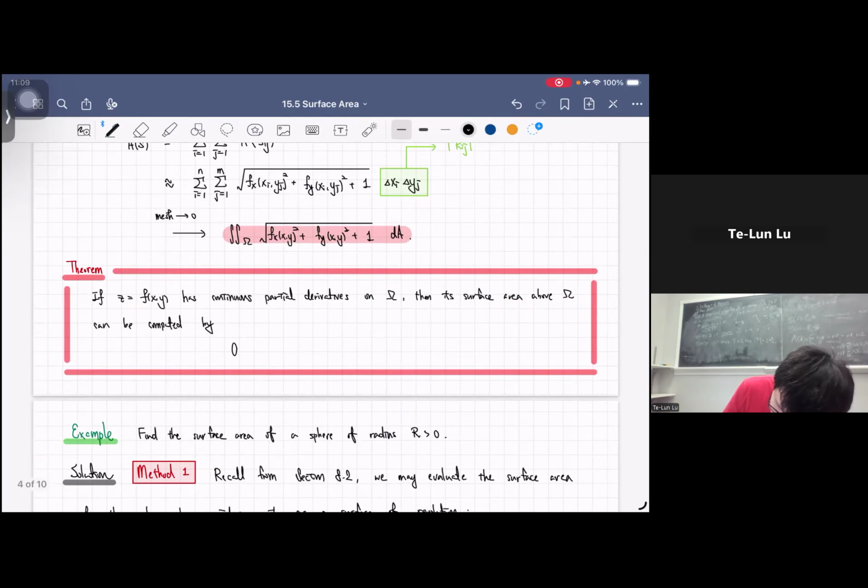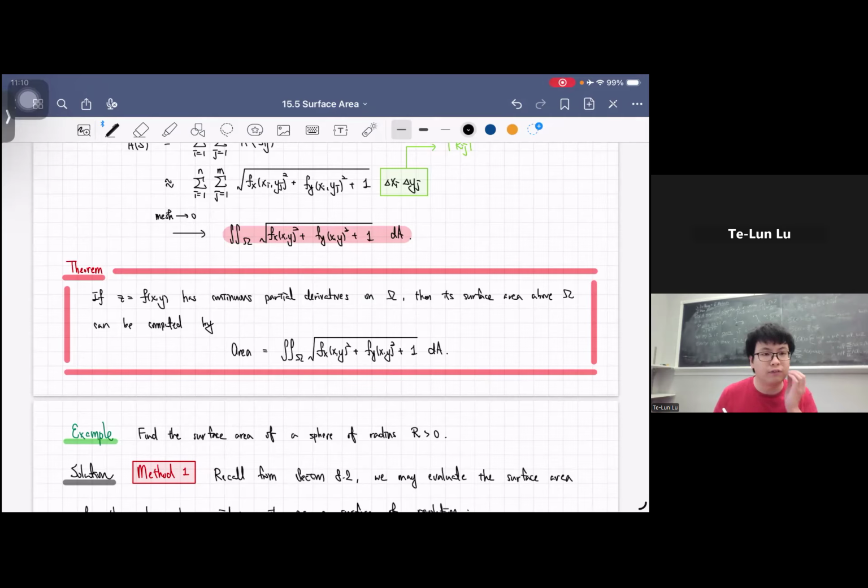The area will be equal to the double integral over the domain omega, with the integrand being fx squared plus fy squared plus 1, taking square root, dA. Okay, this is our new formula for a surface area for some region of the surface of a graph.